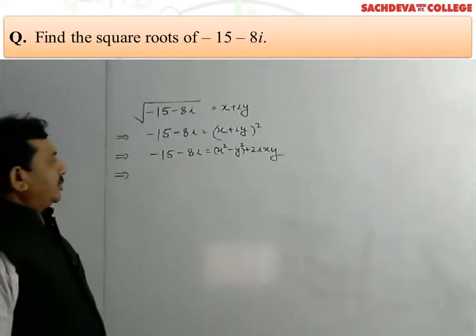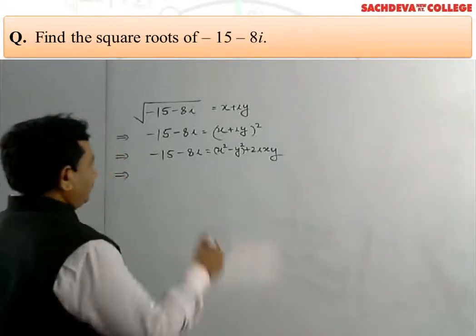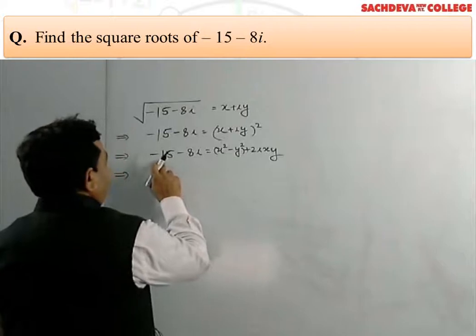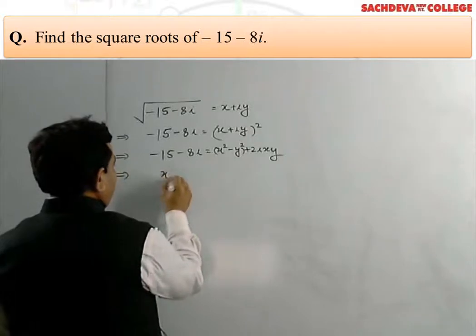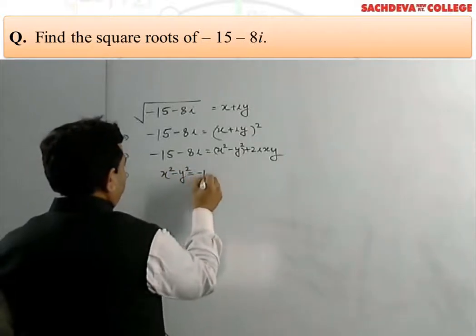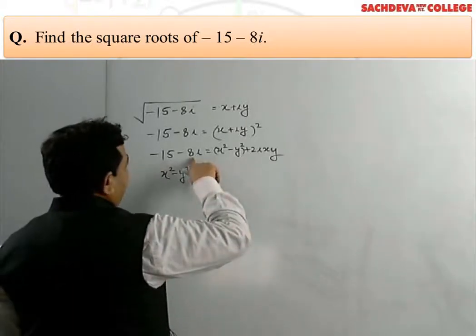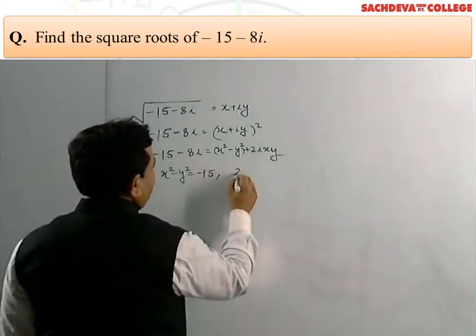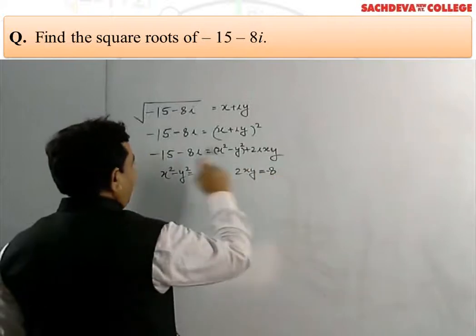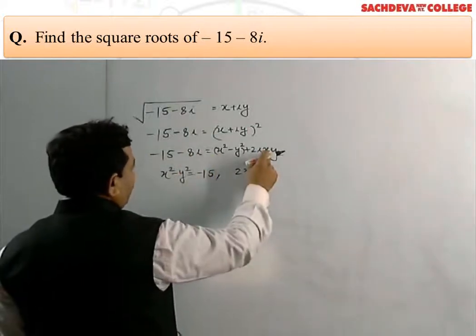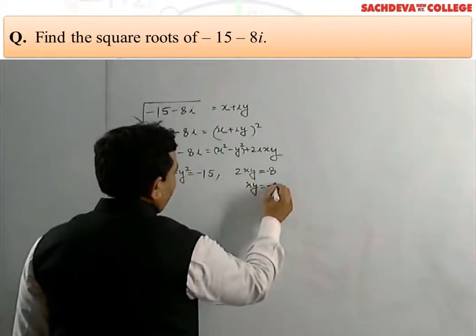Now we know that if two complex numbers are equal, it means their real and imaginary parts will also be equal. So in left side real part is minus 15, and in right side real part is x square minus y square. It means x square minus y square will be equal to minus 15, and imaginary part in left side is minus 8 and in right side is 2xy. It means 2xy will be equal to minus 8. It means xy will be equal to minus 4.